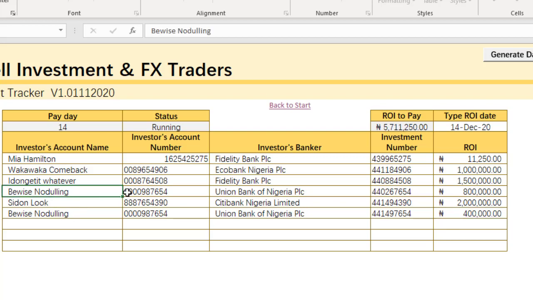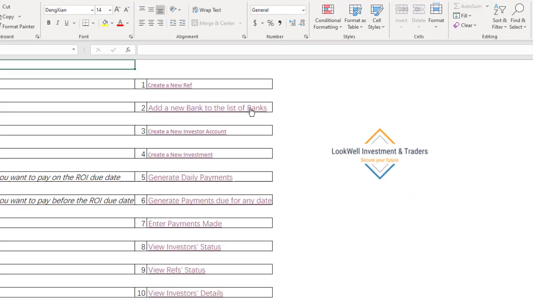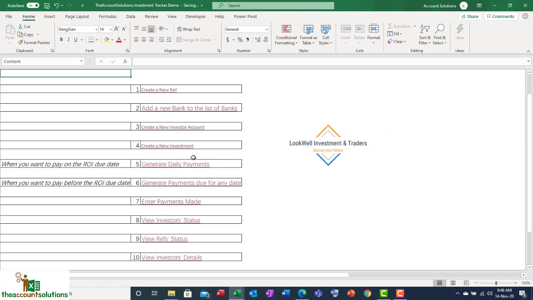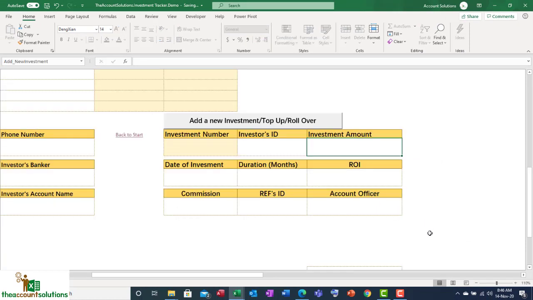You can see Be Wise No Darling has 2 payments here, one for the initial capital and also one for the top up. Remember, the top up must start from the date of this last ROI paid, and the month selected must be the month that is due for the old investment or the old capital to be repaid. So you have to be very sure of that particular one.